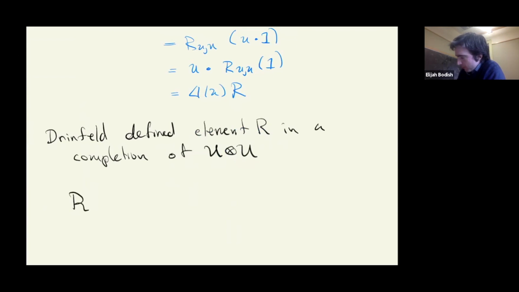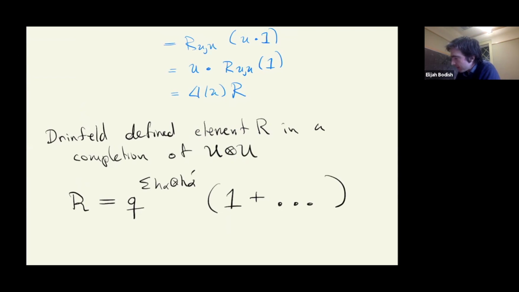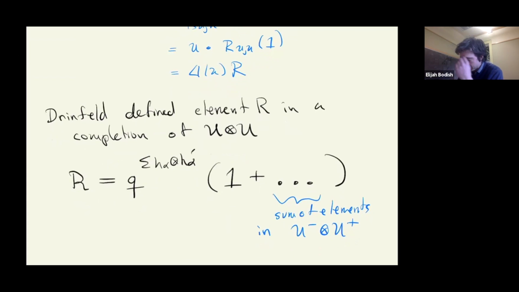And this is going to have the general form that R is equal to something that I'll explain in a second, composed with something else that I'll explain in a second. On the right-hand side in this dot, dot, dot, we're going to have a sum of elements in U minus tensor U plus. And I think there was a comment last time or two times ago about this R matrix being in some sense the inverse, or at least being built out of this non-degenerate pairing between U minus and U plus that we studied in the last two talks. So in order to get this sum of elements in U minus and U plus, we're going to be exploiting that pairing. And then how to make sense of this?